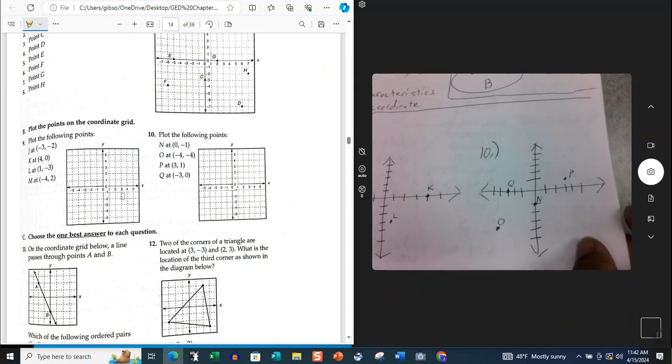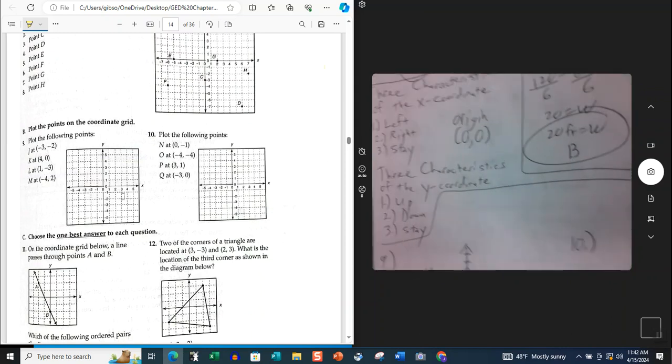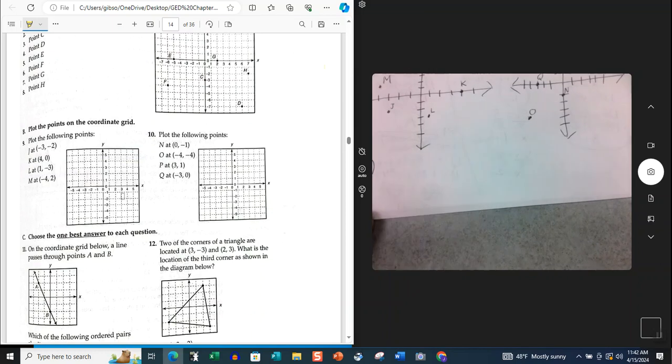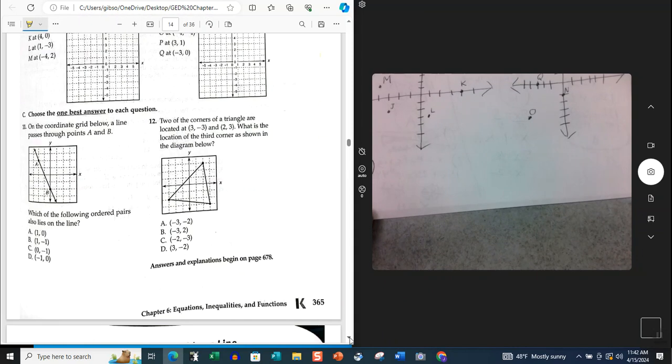Okay, now we go down here to problem number 11. Problem 11, it says, on the coordinate grid below, a line passes through points A and B. Which of the following ordered pairs also lies on the line?